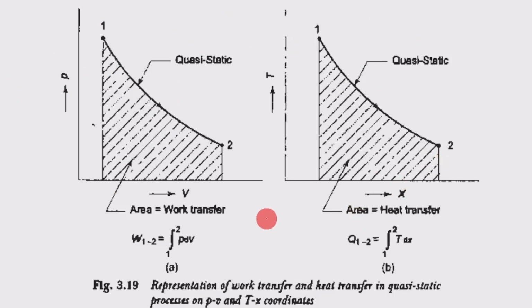Here, the work transfer and the heat transfer we are going to represent in the form of the PV and TS diagrams. The area under the PV curve is taken as the work transfer, and the area under the TS curve is taken as the heat transfer. Here W1-2 is equal to the integration of 1 to 2 PdV, that is the work transfer. Q1-2 is the integration of 1 to 2 TdS, which is the heat transfer.